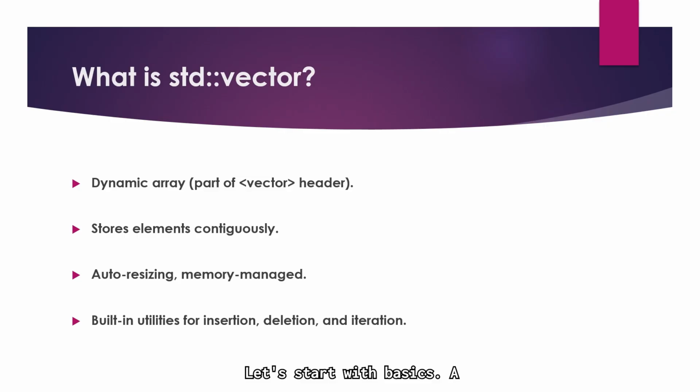Let's start with the basics. A std::vector is part of the standard template library and acts like a dynamic array. Unlike static arrays, vectors can grow or shrink in size dynamically. They store elements contiguously in memory, making them cache-friendly and fast for traversal. With built-in support for resizing, inserting, and accessing elements, vectors eliminate the pain of manual memory handling. This is why they are often a go-to choice for developers in both beginner and advanced projects.